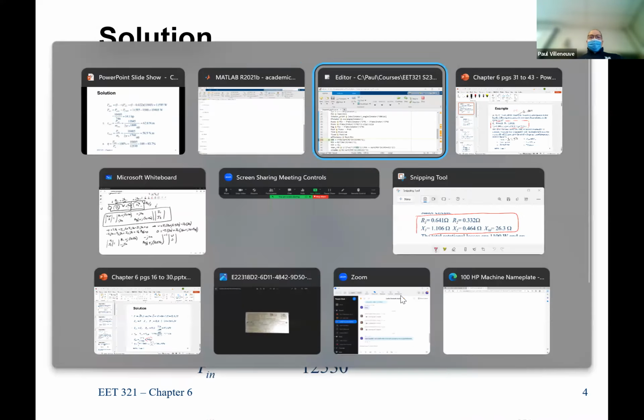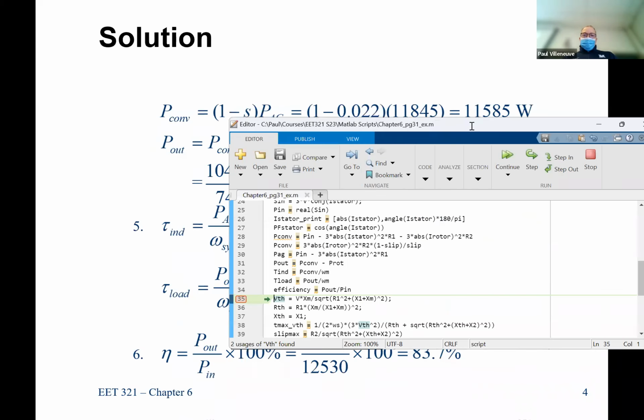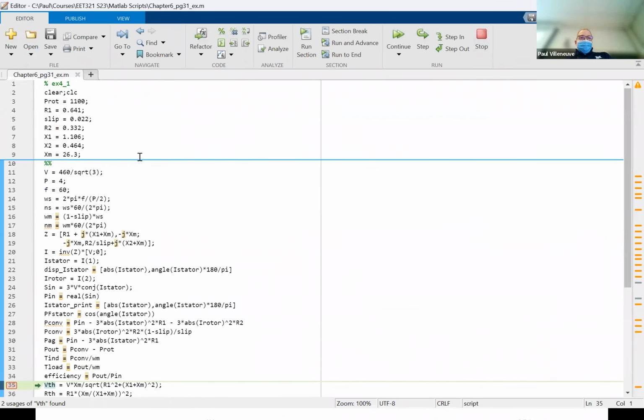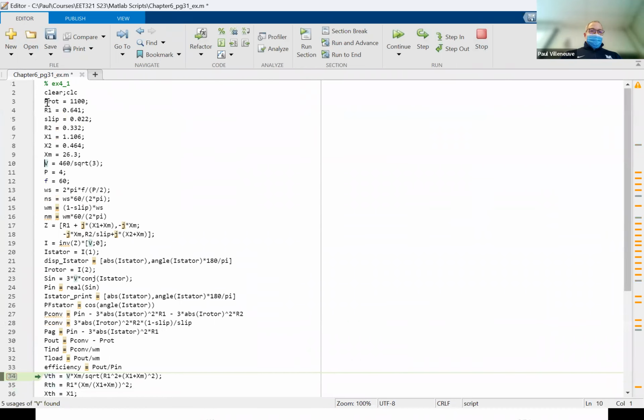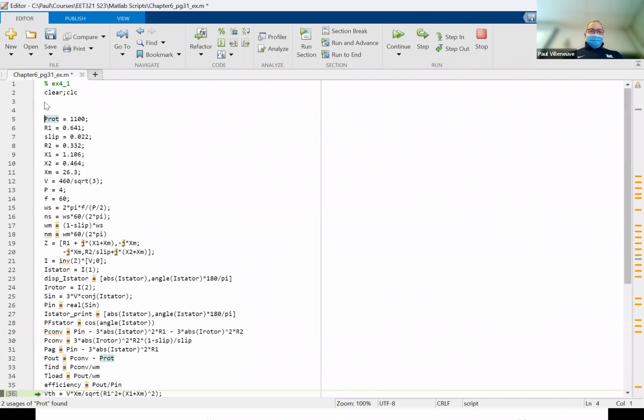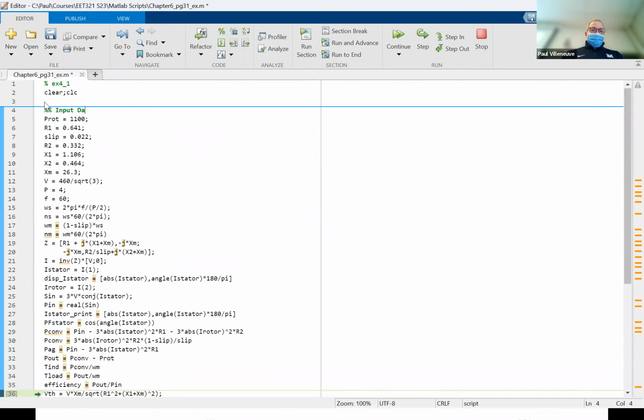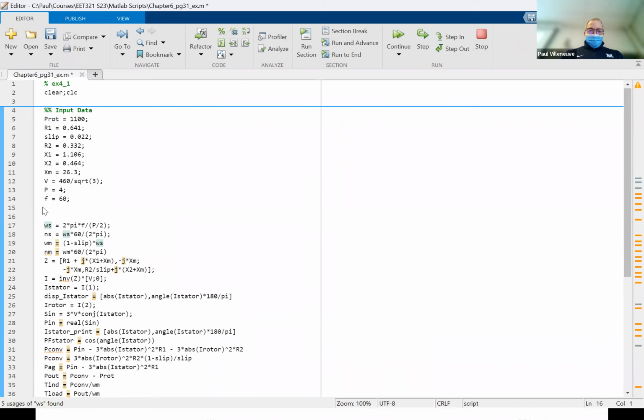So going back to the script file, remember, this is all, and I'm going to move this down a little bit. So I'm going to put this as input data. And then everything over here, calculations.